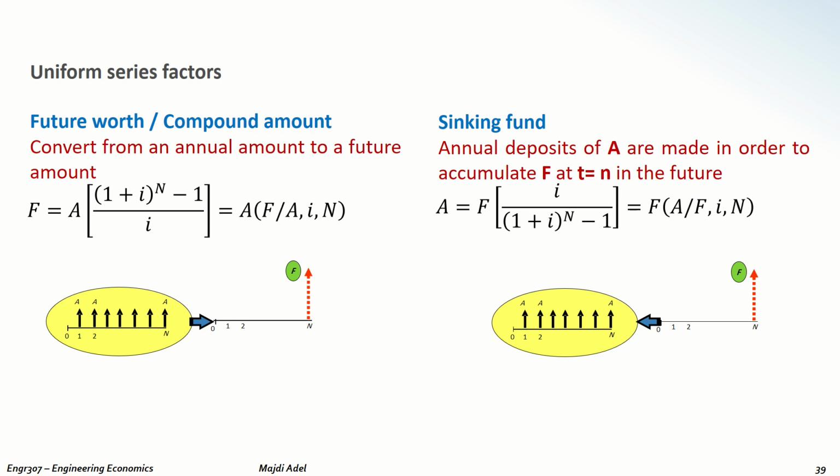I also have a sinking fund factor, which is the opposite of the future worth factor, which is to convert F to an annuity. I have a future value, I want to convert it to a uniform cash flow. The equation is just the reverse of the future worth equation. A equals F multiplied by i divided by (1 plus i) to the power n minus 1, or in factor notation, F multiplied by (A/F, i, n).